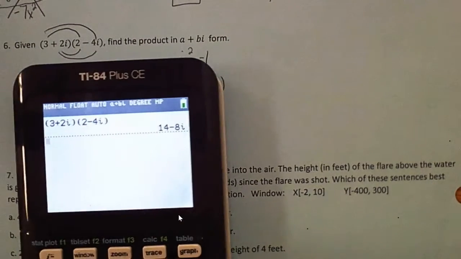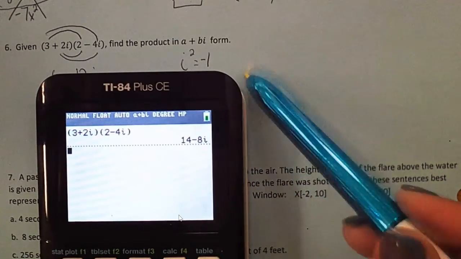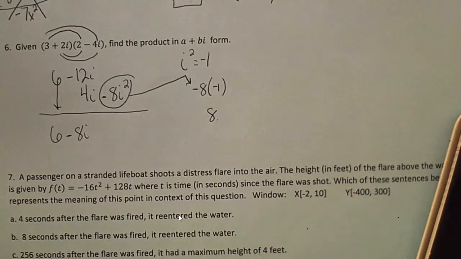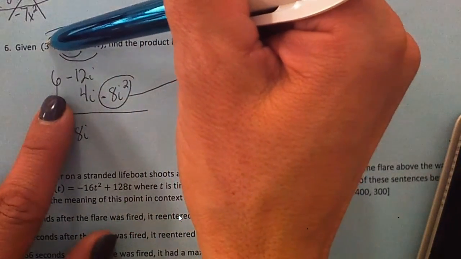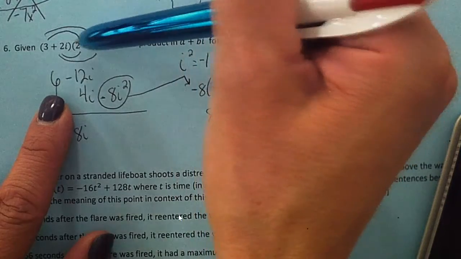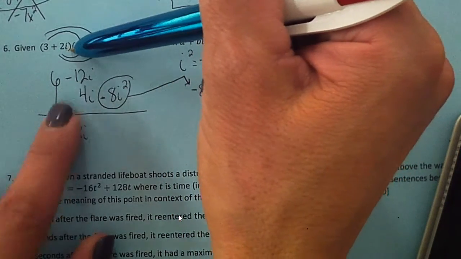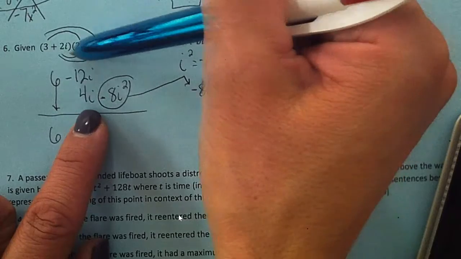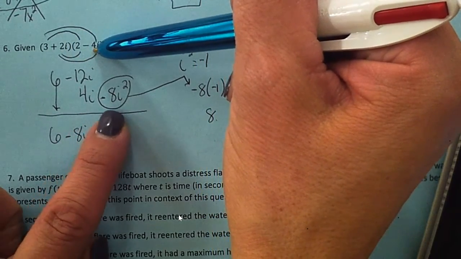Well, you need to do distributing, or the neighbors meet the neighbors, as my students know it, and you have to remember that i squared is -1. So I was actually working on this problem when my computer stopped, but 3 distributes or meets the neighbors, and you get 6 minus 12i, and then 2i has to distribute or meet the neighbors, and I get 4i, and then minus 8 with i squared.